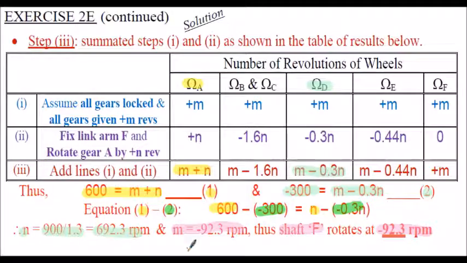And just for clarity of the solution, that m we just calculated from our simultaneous equations is this m in the third row of our table for the link arm F. That's the speed. So the speed of m is negative 92.3 RPM, in other words, anti-clockwise. So that's the all singing, all dancing kind of question, where you've got nothing fixed, but you are given these two speeds. But using those two speeds, you have to then work out the speeds from the equations that you generate.